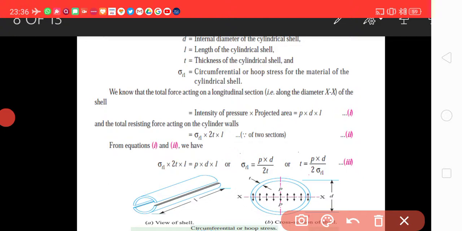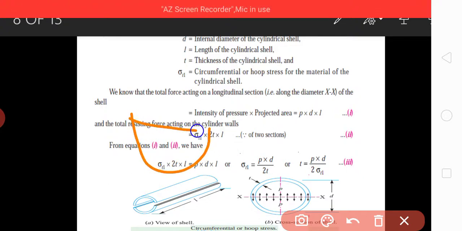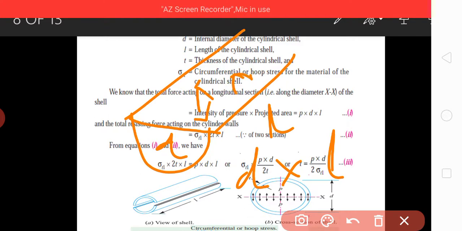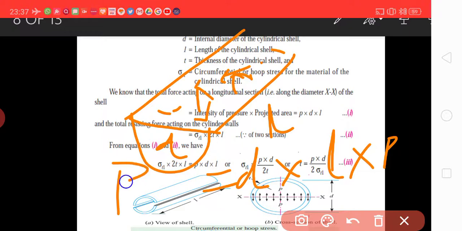You can say if this is the bottom half, it will be like this. Then this is the length and this is the diameter. So the projected area is D into L. P is the pressure acting everywhere. Then you multiply it with pressure, it will be the total force, capital P, acting here to burst it.